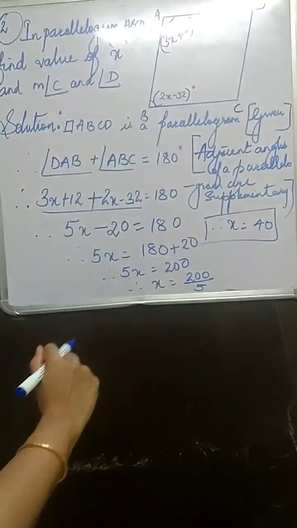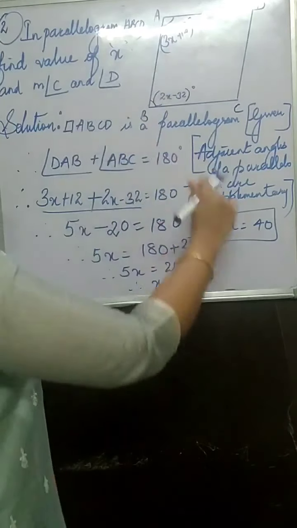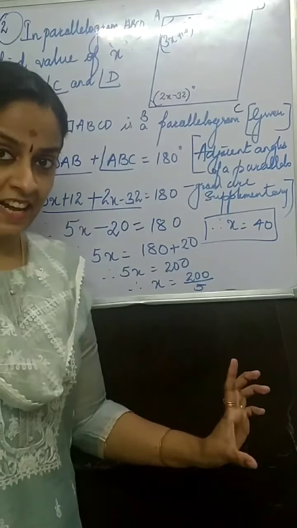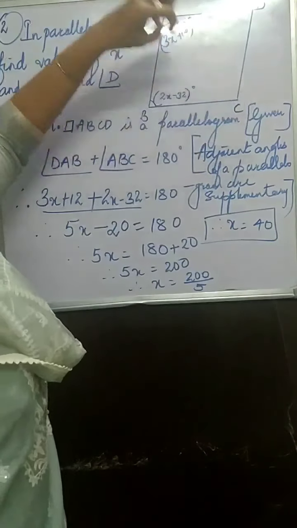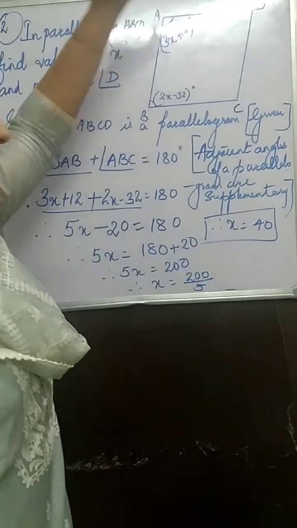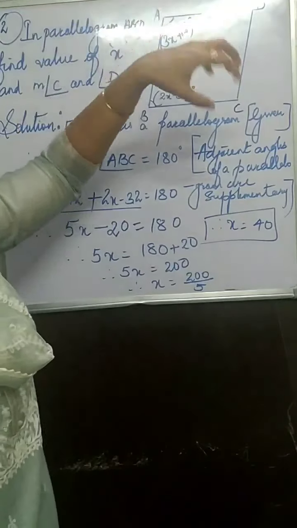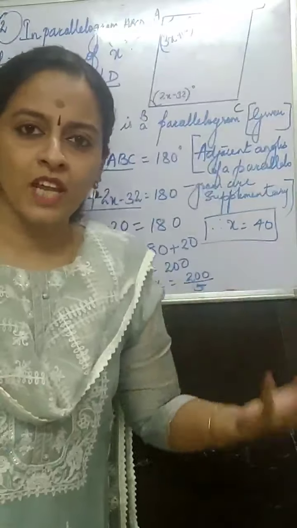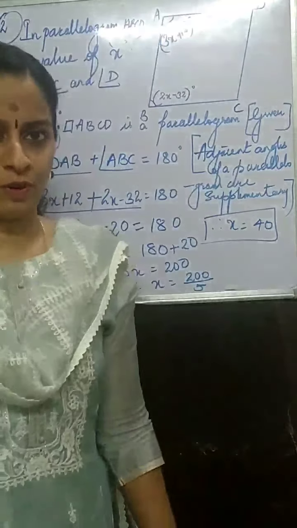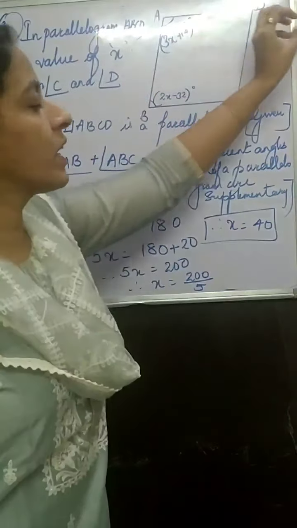So first part of the question is over. Find the value of x. X is 40. Highlight that. Okay, x we got 40. Now, if x is 40, put the value of x here. You will get angle A, you will get angle B. If you get angle A, you will get angle C, because opposite angles of a parallelogram are congruent. If you get B, you will get D.